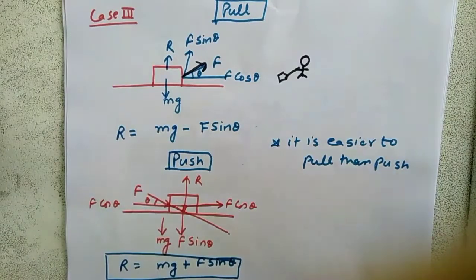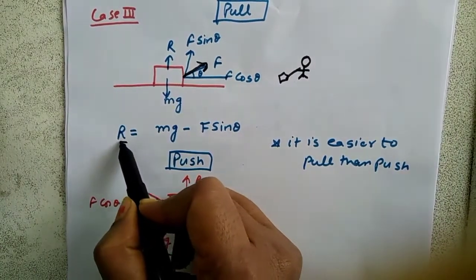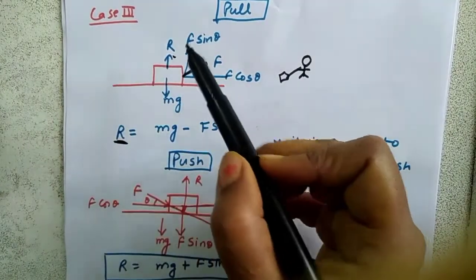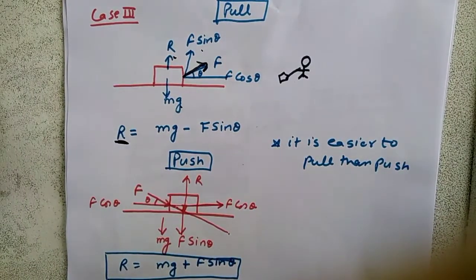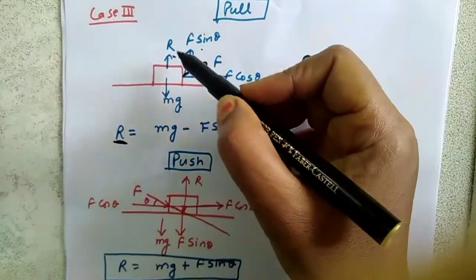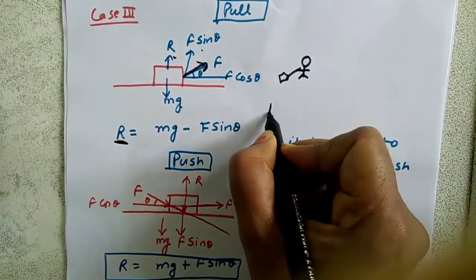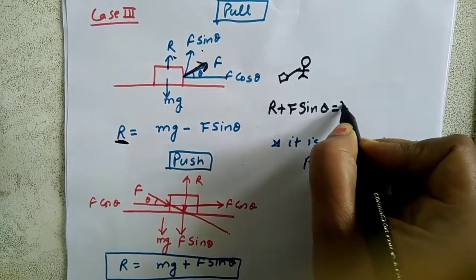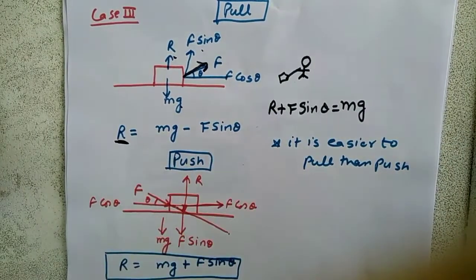as I always say, where is the acceleration? In this case, we will not bother about acceleration. We'll bother about the reaction component R, because we want to figure out how much the apparent weight is. So R is equal to mg minus F sin theta, because R and F sin theta are in the same direction. I could have written the equation as R plus F sin theta equals mg. After rearranging also I will know that R is equal to mg minus F sin theta.